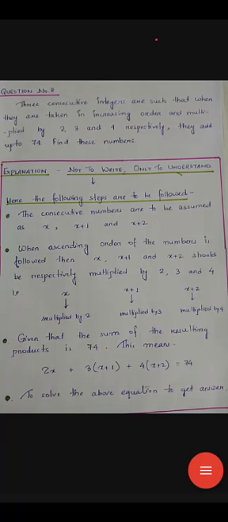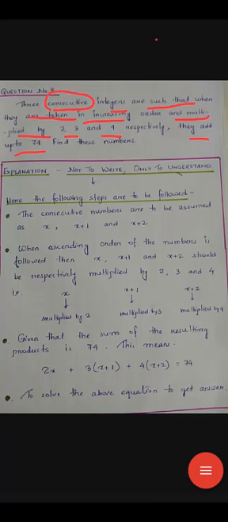The question is: three consecutive integers are such that when they are taken in increasing order and multiplied by 2, 3 and 4 respectively, they add up to 74. So let us find these numbers. We have to find these numbers, okay? The first thing to be noticed is consecutive integers. What are consecutive integers?